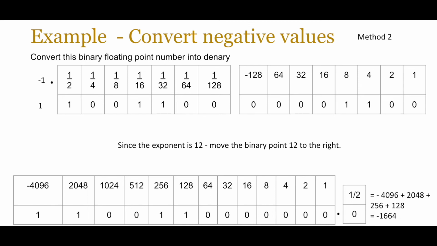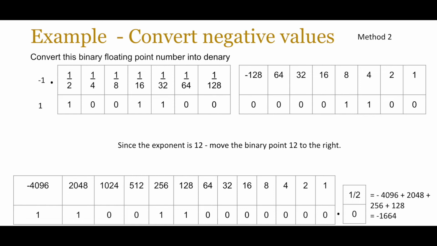So now you can see we've got headings 1, 2, 4, 8, 16, 32, 64, 128, 256, 512, 1024, 2048, and the final one is minus 4096, because that first value on the left hand side will always be the sign bit.